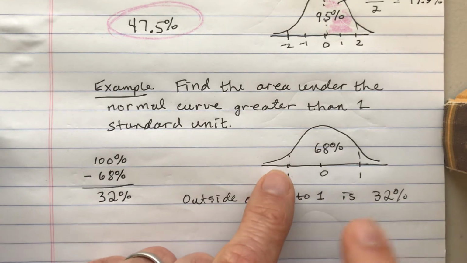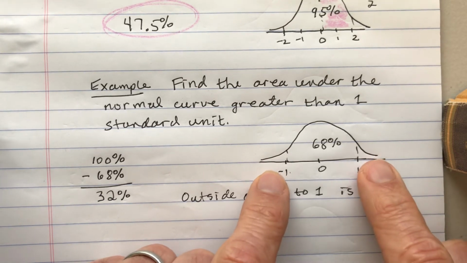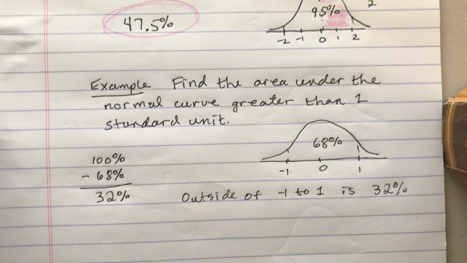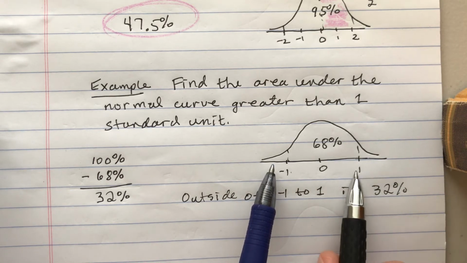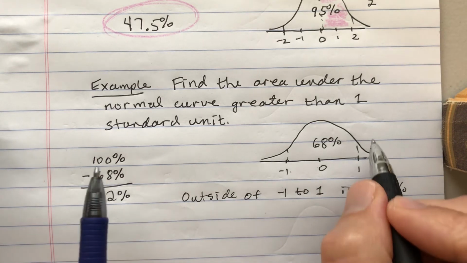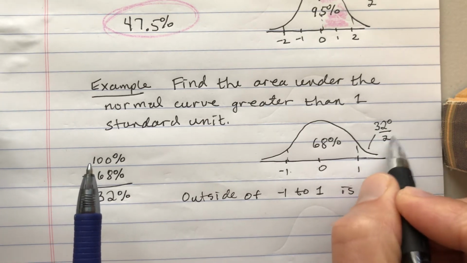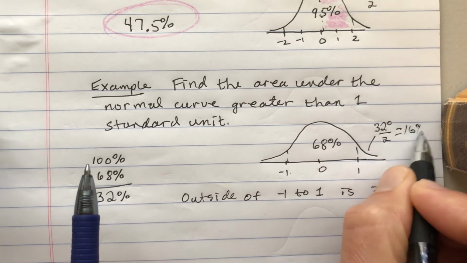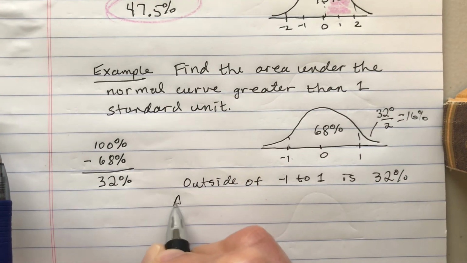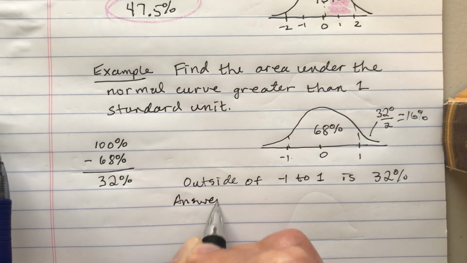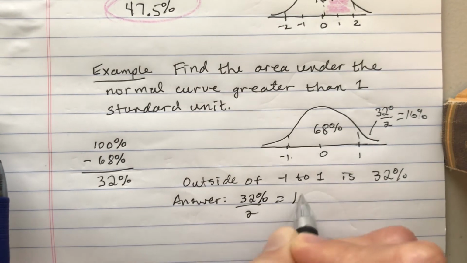And so that means if I take these two regions here and add them together, which regions? The ones I'm pointing my fingers at. These two guys. Add those together, I get 32. So this guy is going to have to be half of 32. And that's 16%. So the answer is 32% divided by 2, which is 16%.